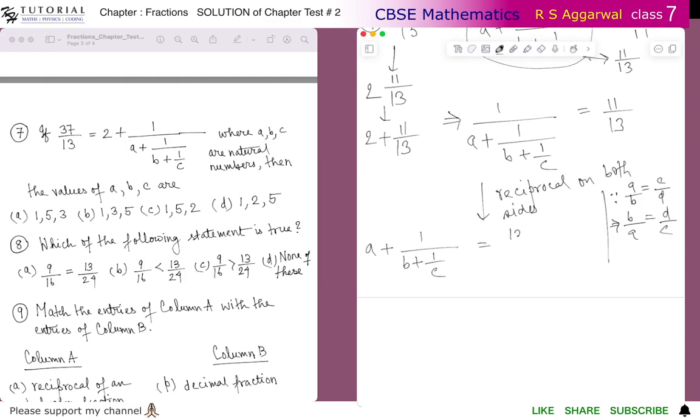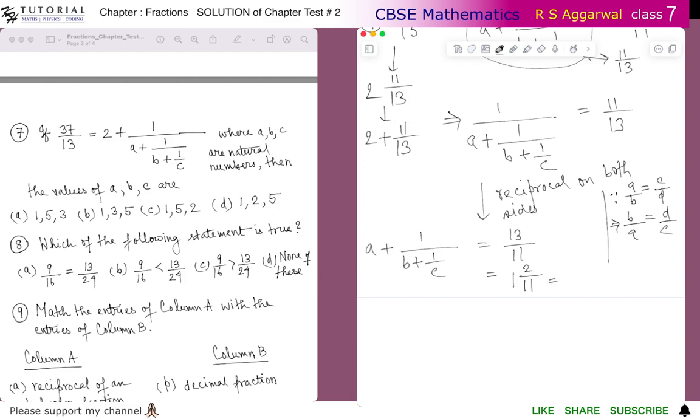13 by 11. Now again we see on the left hand side there is a plus and some 1 by something that should be a fraction, and a plus. So we have to convert this 13 by 11 into a mixed fraction, and we get 1 plus 2 by 11. This will be 1 upon 2 by 11.